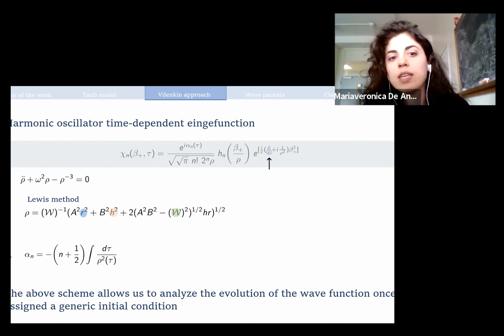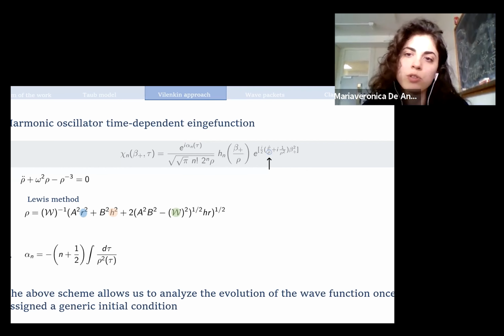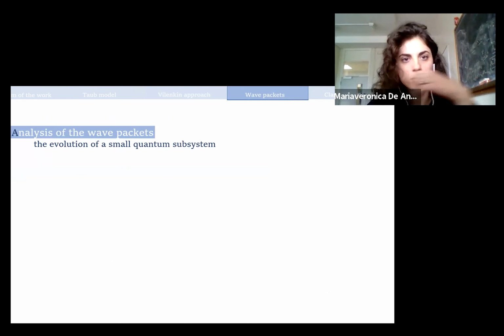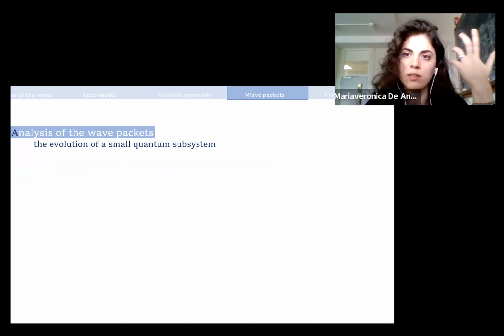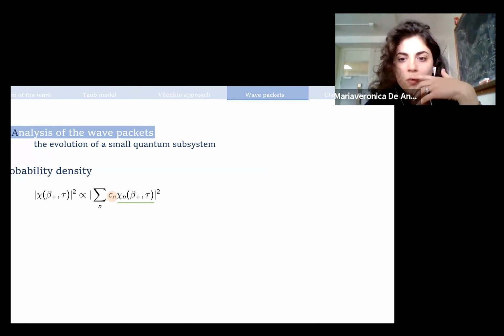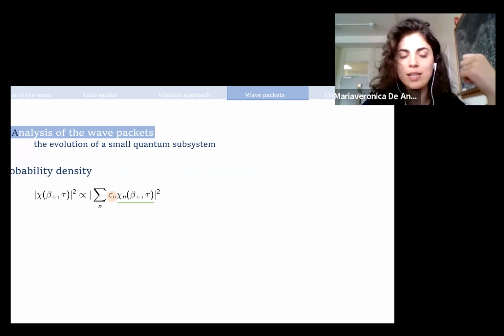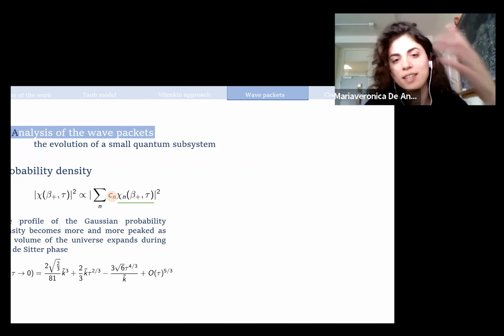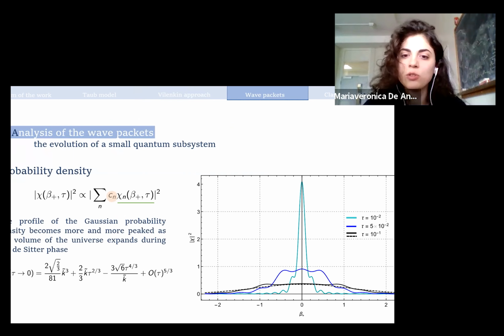So this scheme allows us to analyze the evolution of the wave function once assigned a generic initial condition. Now we can analyze the wave packets, the evolution of the small quantum subsystem, and how the probability density evolves. To build a complete probability distribution, we calculate 35 Hermite polynomials. Then, in order to show the time evolution, we compute the wave function at different values of tau.